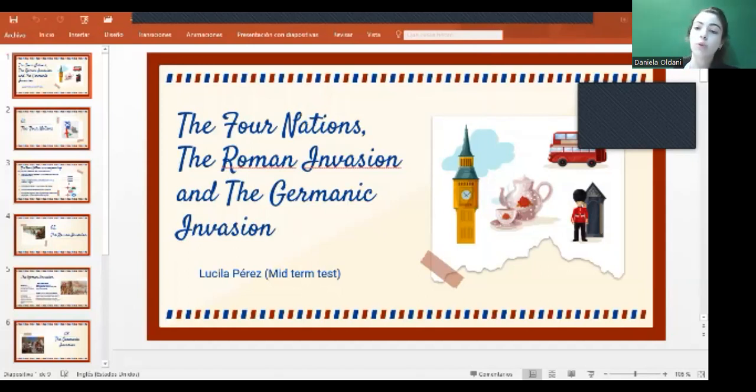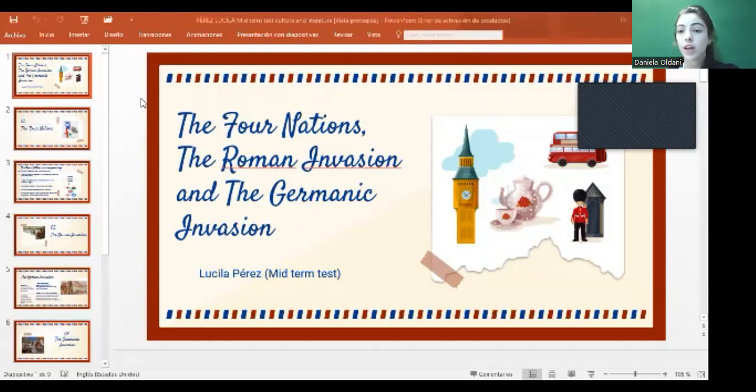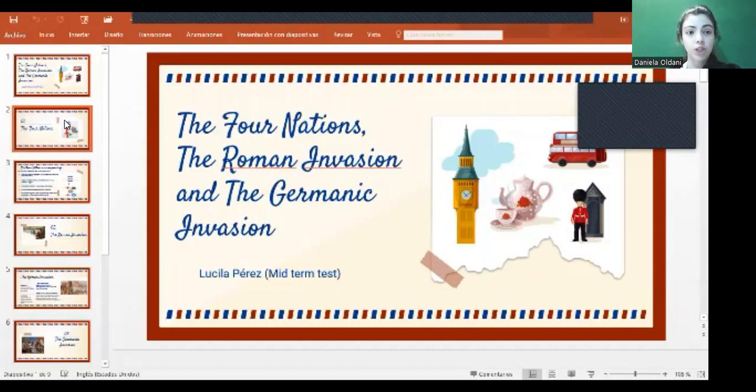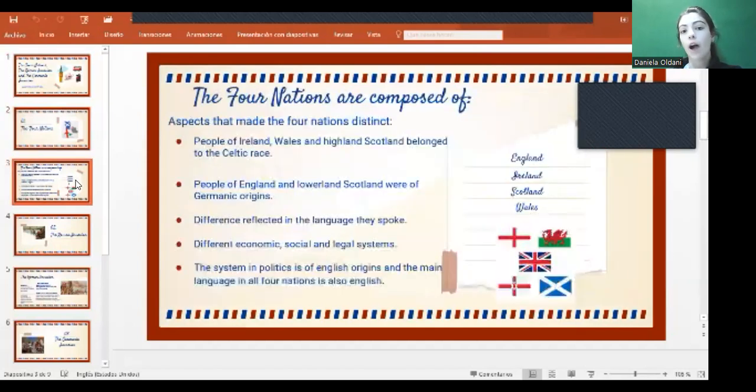The topics I have chosen to develop in these presentations are the four nations, the Roman invasions, and the Germanic invasions. First, I would like to start the analysis with the four nations. The four nations are composed of England, Ireland, Scotland, and Wales. And I am also going to mention some aspects that made the four nation states.